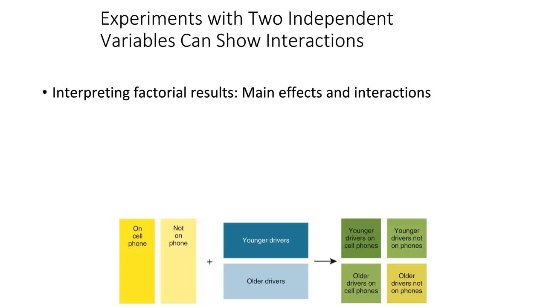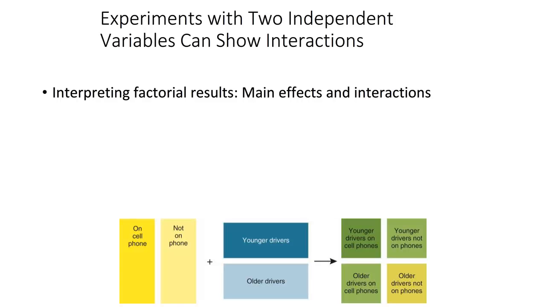Now, because we have two independent variables, we will have two main effects. So we have a main effect of cell phone use on braking, and we also have a second main effect of age on braking. Now main effects allow you to ask questions like what is the impact of cell phone use on braking, or what is the effect of age on braking.